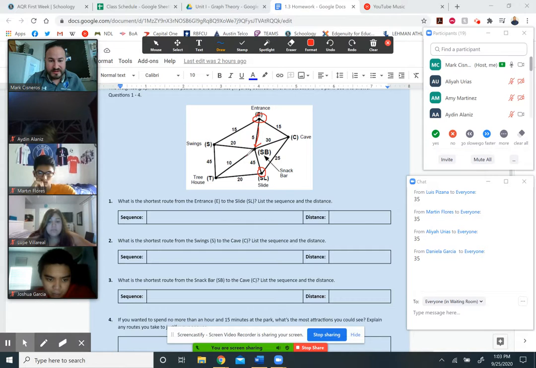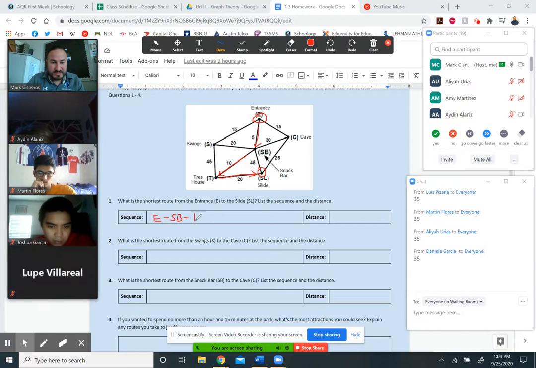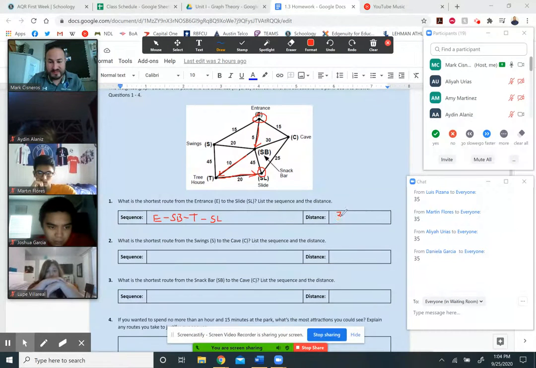For those of you that didn't get that, or you don't understand how to write the sequence, I'm just showing you again, and we've had this on a couple of different assignments now, you would just write it like this. We start at E, and then we put a dash, and we go to SB, and a dash to T, the tree house vertex, and then SL. Okay, so that would be our sequence. Our distance was 35 yards. It's hard to write on here. All right, 35 yards, so that would be for number one.